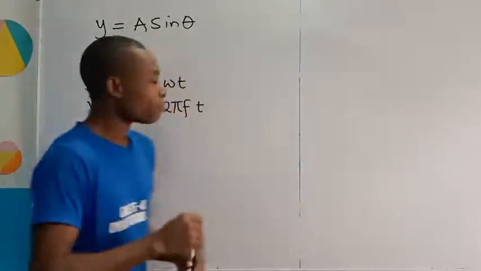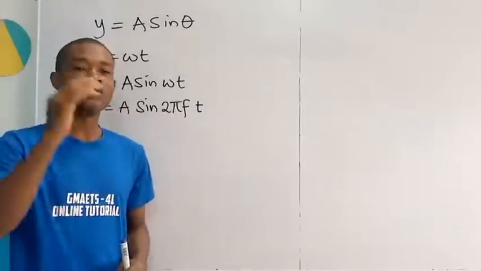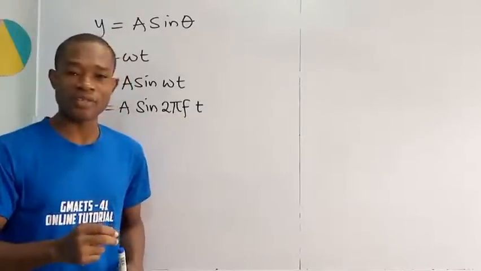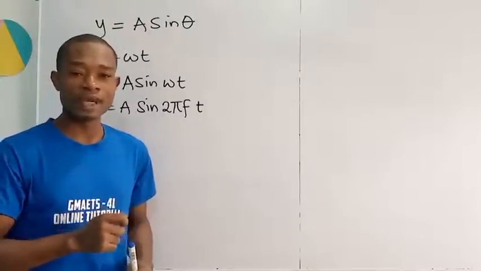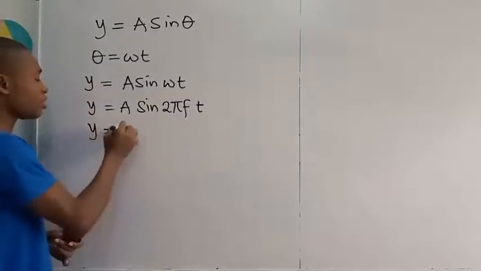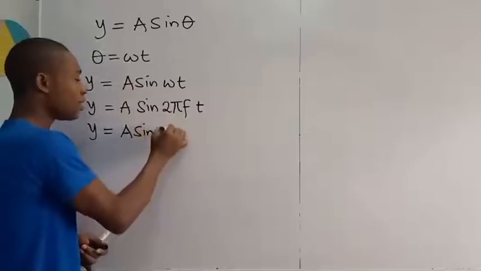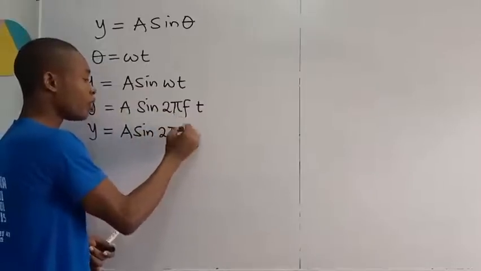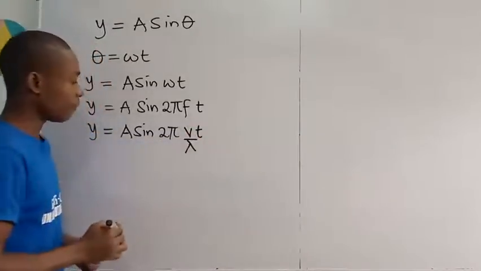Now let us move on. Our frequency, we know, is equal to the speed of the wave divided by the wavelength of the wave, that is v over lambda. Once again, our previous class explains that, which means that y is going to be a times sine 2 pi. In place of the frequency, I substitute the wave speed v divided by the wavelength lambda, and multiply this by t.